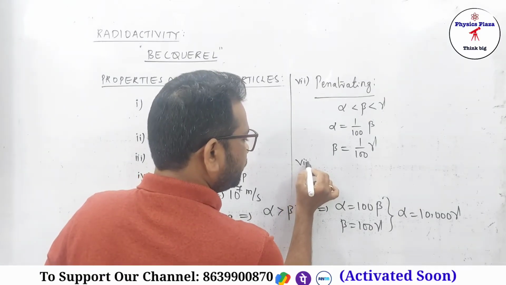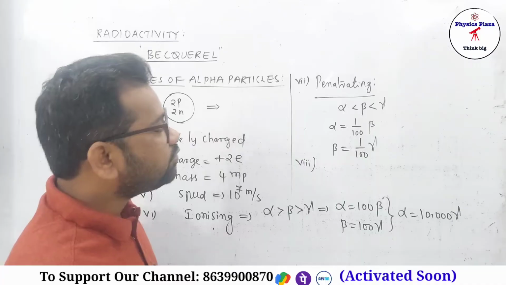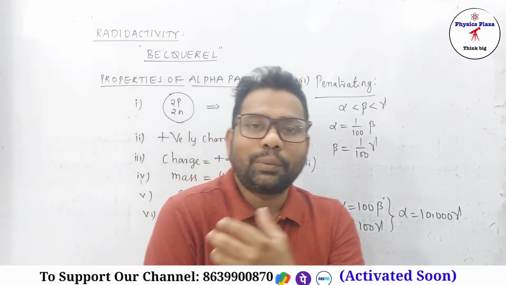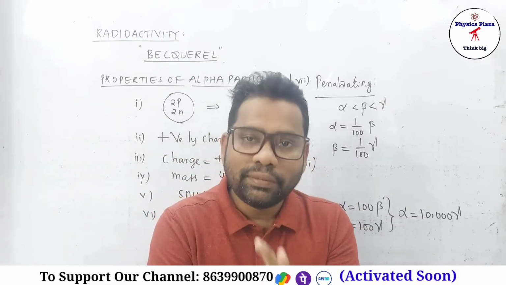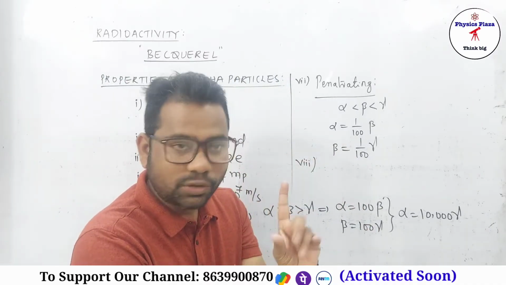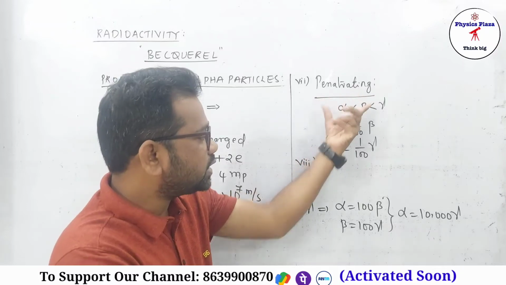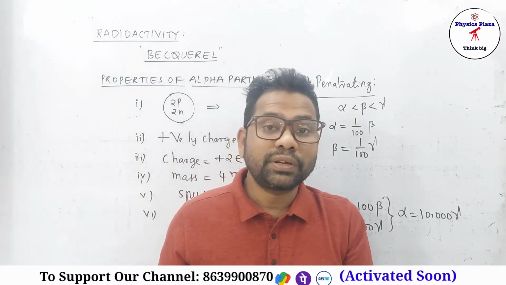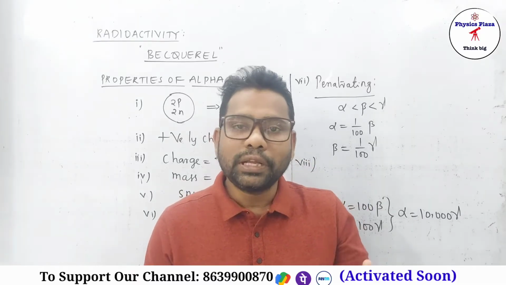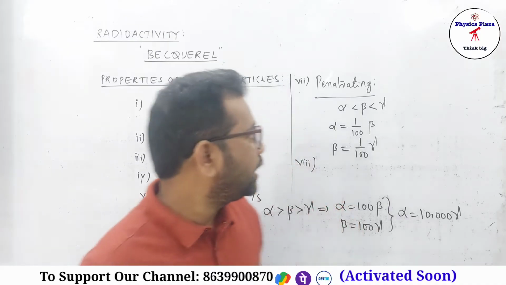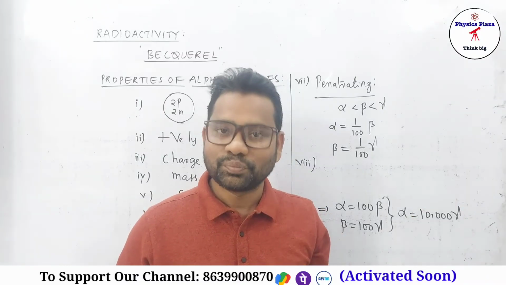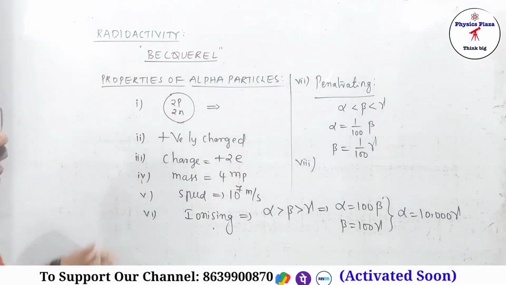And the next one is very important: biological damage. Alpha particles will do less biological damage. Children, less does not mean they are very friendly particles. They are dangerous. But compared with beta and gamma, their penetrating powers are very less. So because their penetrating powers are very less, they will do less biological damage when compared with beta and gamma. Fine. And as usual, these alpha particles will show an effect on photographic plates. Clear? So this is about an alpha particle.